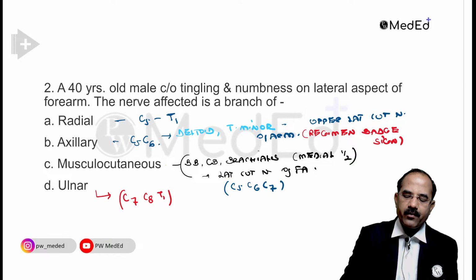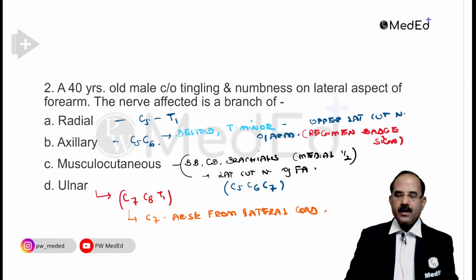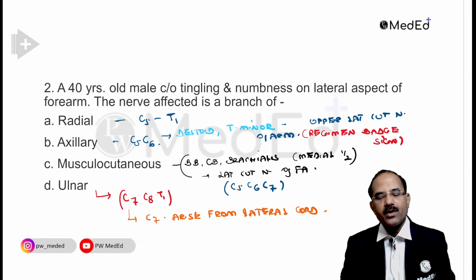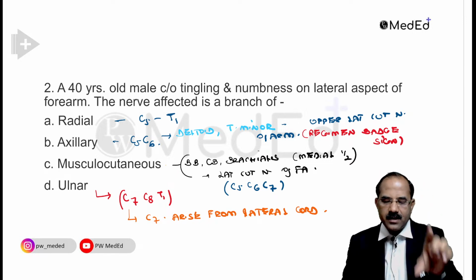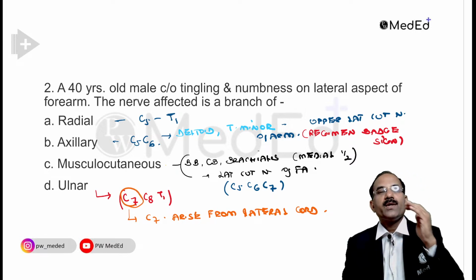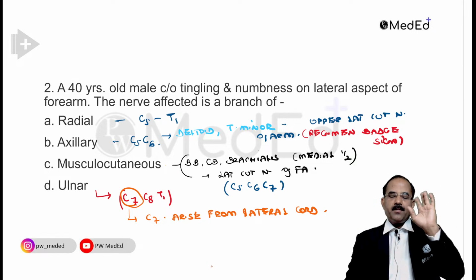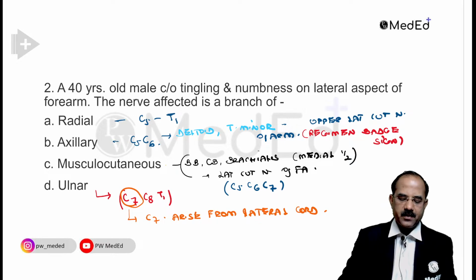And this C7 fibers come from, these are all very important MCQs, the lateral cord. The C7 fibers come from the lateral cord of the brachial plexus. So the ulnar nerve root value is C7, C8 and T1, and this C7 fibers arise from the lateral cord of the brachial plexus. Perfect, clear. Okay, let us proceed.